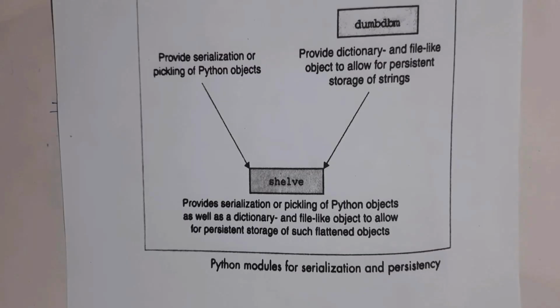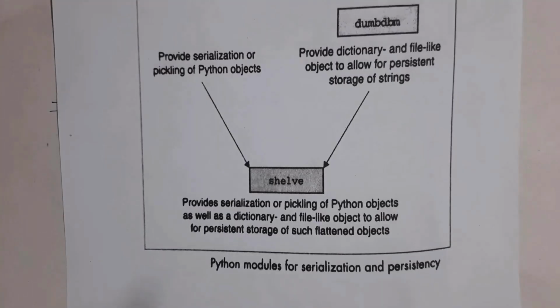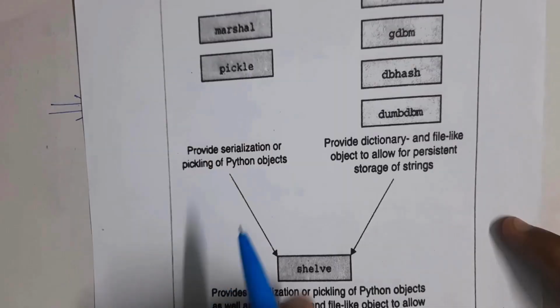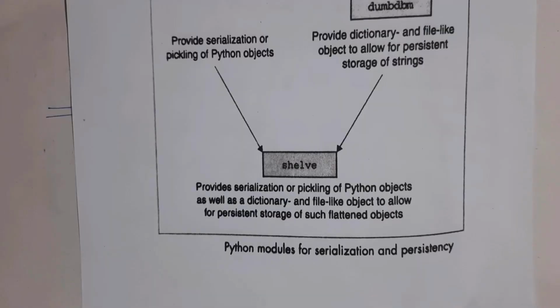Guys, in exam you may get a question like explain Python modules for serialization and persistency. Whenever this question comes in exam, then you need to write this diagram. Write this diagram and then you need to write pickle module, marshal module, shelve module and DBM package. Serialization is nothing but the process of converting Python objects like list, set, tuple, dictionaries into binary format, that is in the form of zeros and ones, is known as serialization. And persistence is nothing but permanent storage. By using files and databases we can store data permanently.